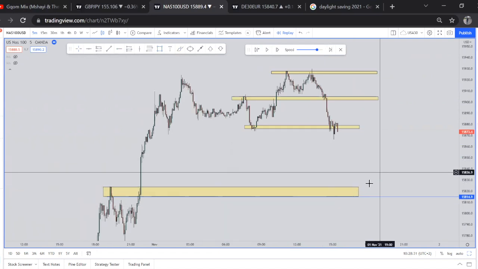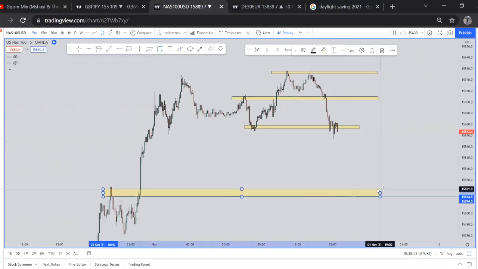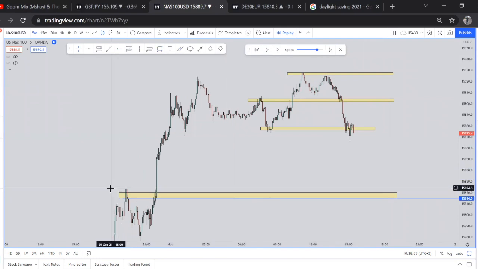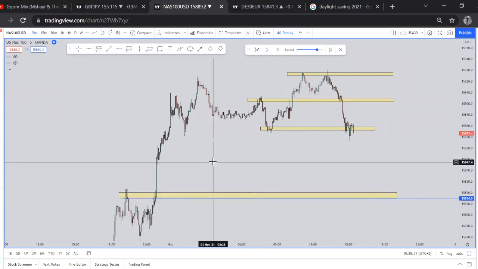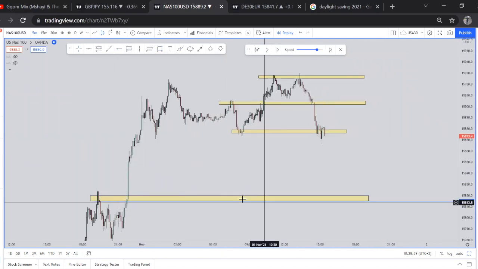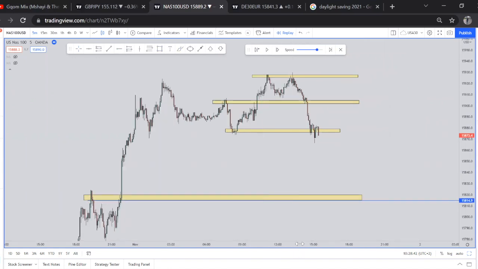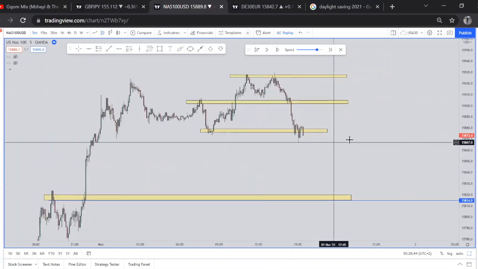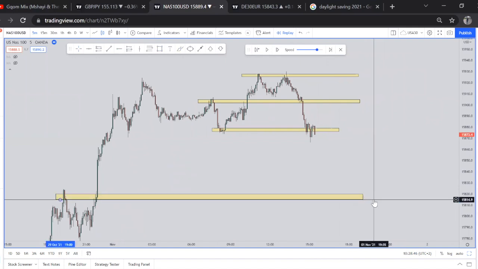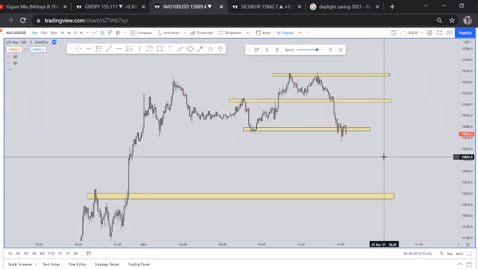I really don't like having this big zone, so I'll just halve it a bit. But I know that this candle is a hot spot for me. I'll be looking for buying or selling opportunities if price happens to break below that key area.